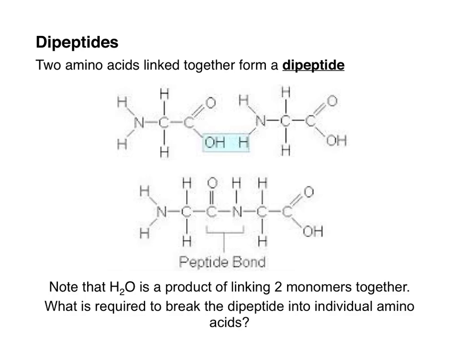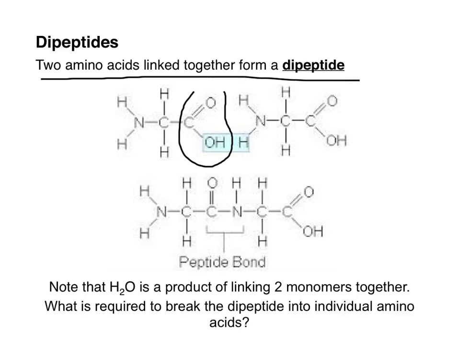Last slide. We can also follow the same logic in the case of a dipeptide or a biological molecule where 2 amino acids are linked together. What you see here are 2 amino acids, and I bet you can identify some of the functional groups that are part of these amino acids. Hopefully here you can see now that we have a carboxyl group and we have an amino group.